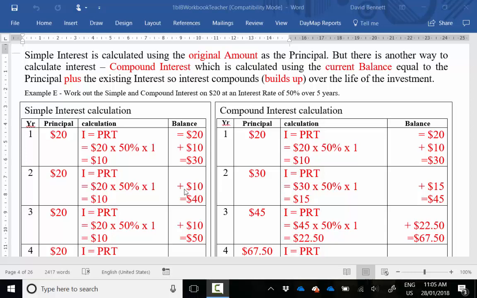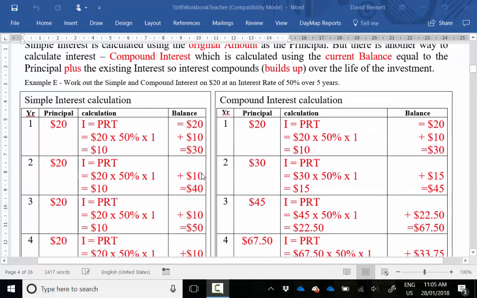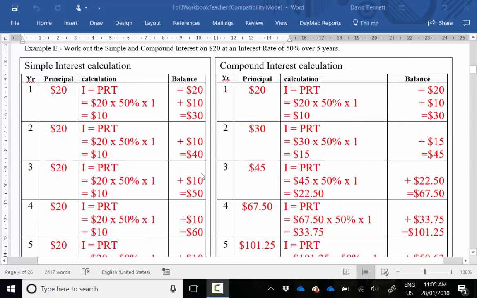Hi, in this short video we're just going to be looking at the difference between simple and compound interest. If you come to this particular page in your workbook, we've got this table here, and rather than making you do this, I've just put it there so you can read through and see what happens.